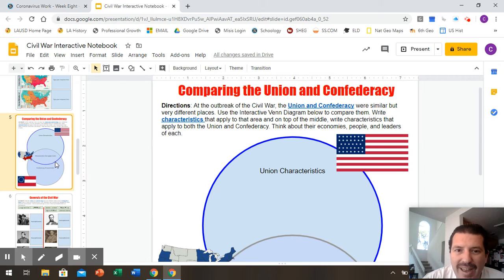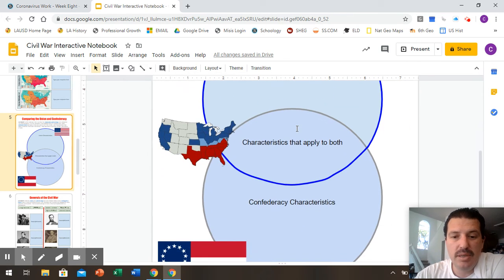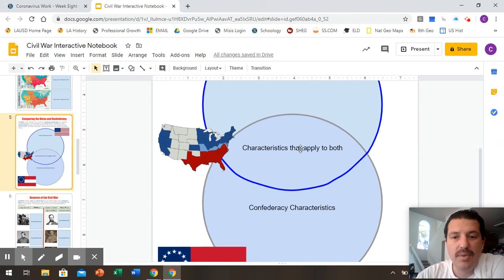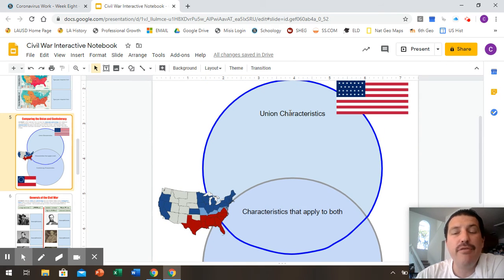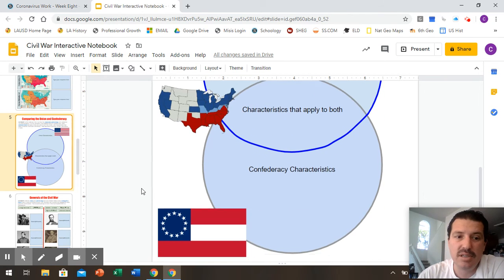On slide 5, we have a Venn diagram comparing the Union and the Confederacy. The Union is the North. The Confederacy is the South. Write characteristics that apply only to the Union. For example, the Union was where most of manufacturing took place. The Confederacy is where most of the agriculture took place. And then in the middle here, you would write characteristics that apply to both. Give me 3 for each: 3 Union characteristics, 3 characteristics that apply to both, and 3 Confederacy characteristics.